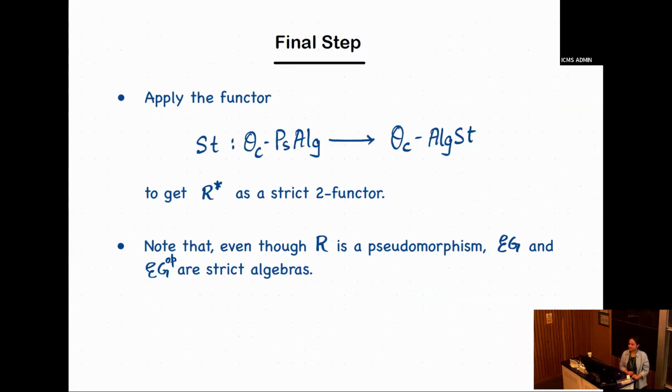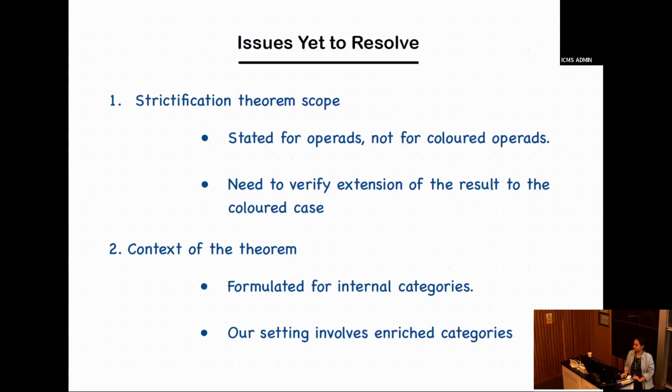So our final step is to apply this functor to the setup to get a functor R star. Note that even though R is a pseudomorphism, our EG and EG op are not bicategories. They are strict 2-categories. So that helps in some ways. So this is the story.